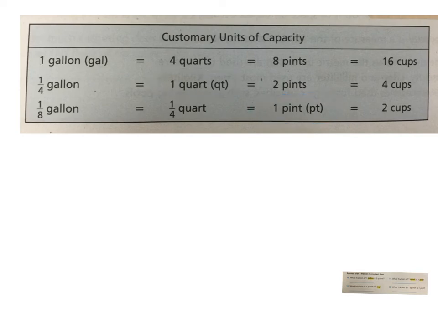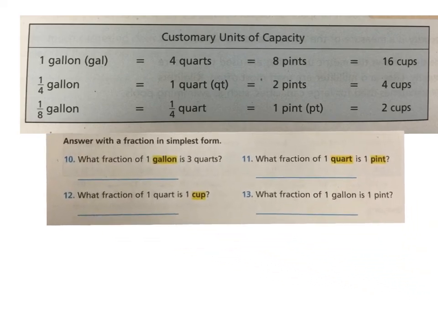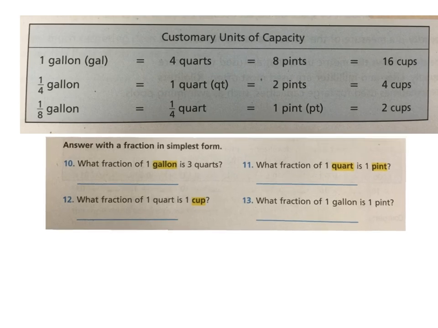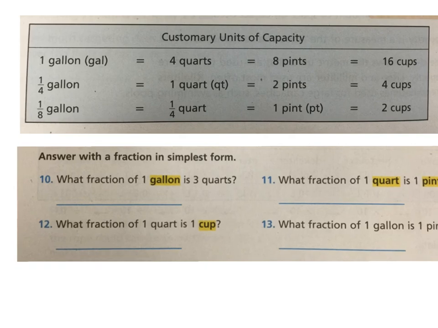Let's use this chart and just answer some questions to see how well we do on it. Okay, let me bring up the book page here. Okay, what fraction of 1 gallon is 3 quarts? Okay, well, how many quarts does it take to make up 1 gallon? It takes 4 quarts to make 1 gallon. That's our denominator. And then 3 of those we have. So that's 3/4 of a gallon. 3 quarts is 3/4 of a gallon.